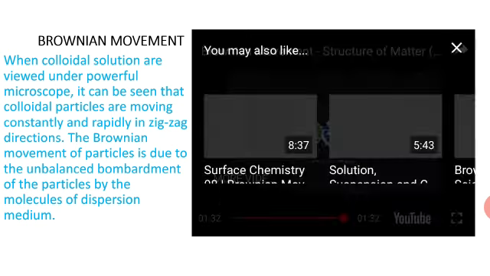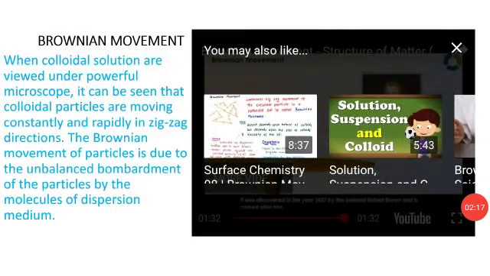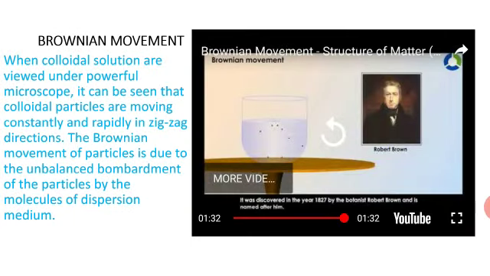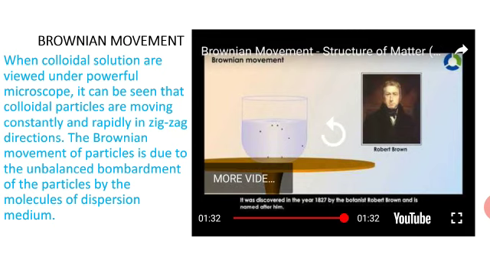The Brownian movement, which means the continuous zigzag motion of particles suspended in a gas or liquid, is called Brownian movement.